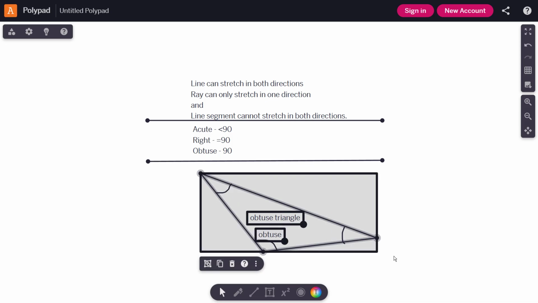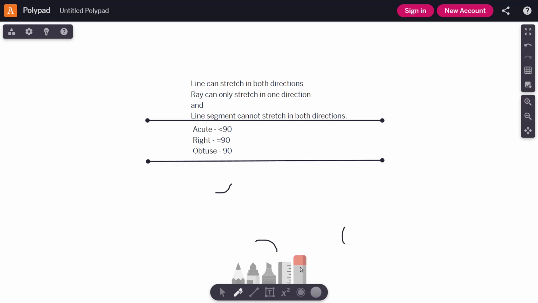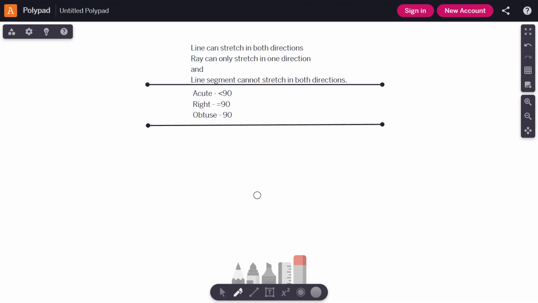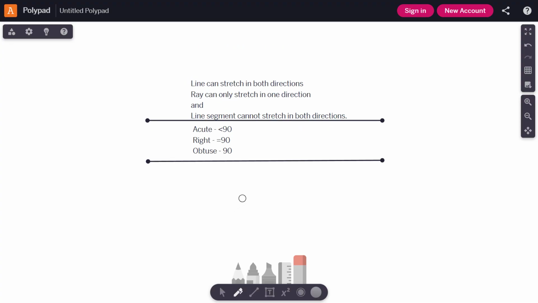That's the obtuse triangle. That's one way we can sort triangles.